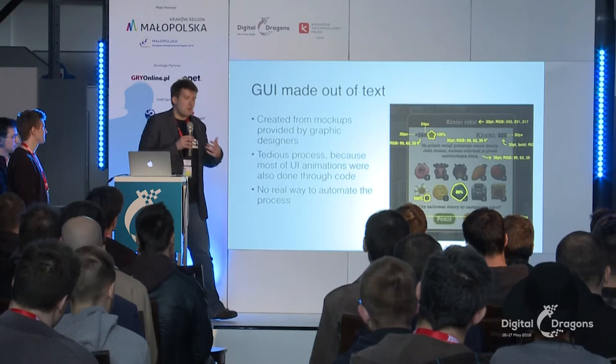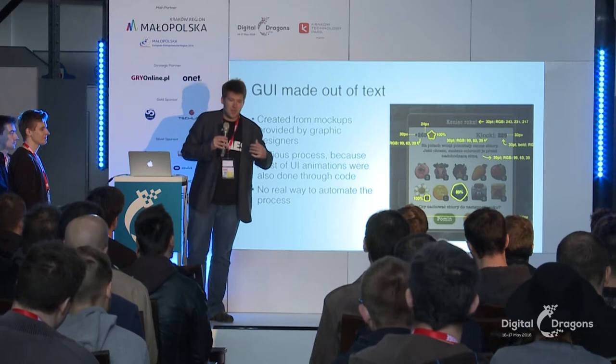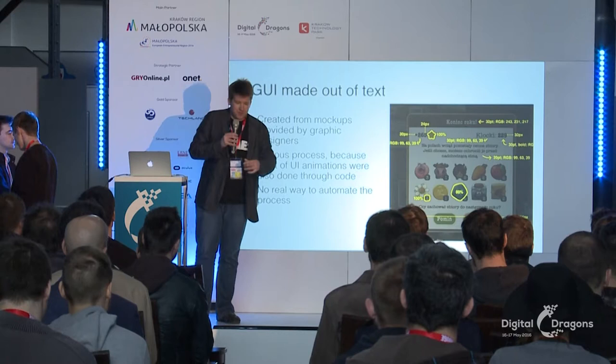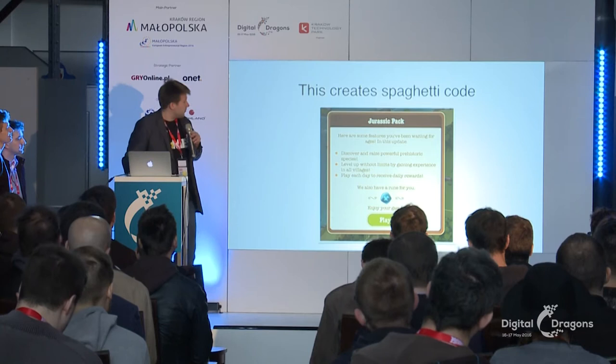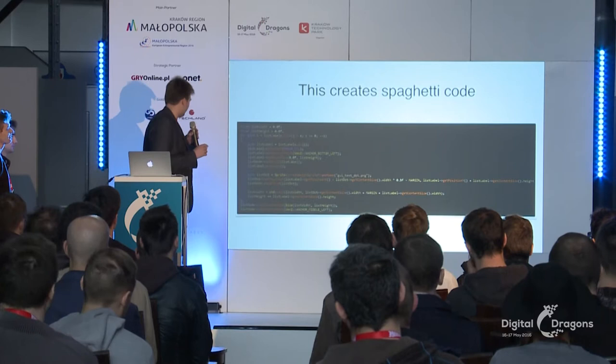And there is no real way to automate the process, which is a problem because you cannot just make 30 pop-ups automatically. You have to make each one of them separately. This, of course, is a cause for a lot of spaghetti code. You get a lot of logic in your views, and even simple views such as this one, which displays just text, is lots of code, which is barely visible, I see now. And it's just not nice. You shouldn't have this, and you shouldn't be doing this.